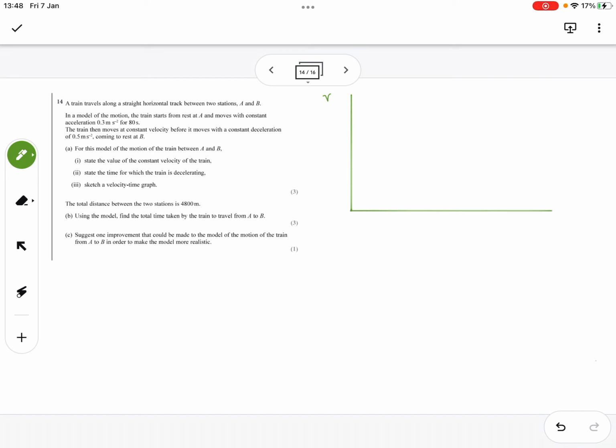Right, velocity will go up here, and this will be time. So in the model of motion, it starts from rest, which means its t is 0, and it's going to move with an acceleration of 0.3 for 80 seconds. It has to be a diagonal because it's accelerating, and it's a constant acceleration. So we'll be at 80 seconds at this point.